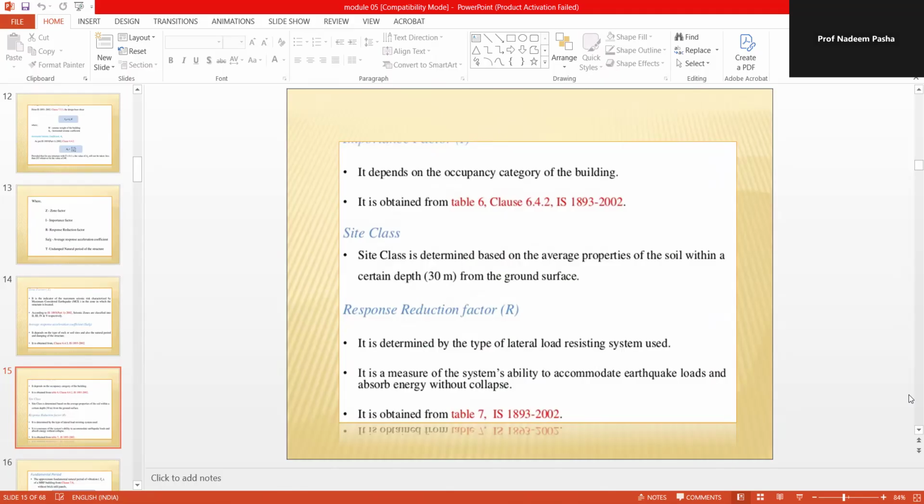Next, response reduction factor R. It is determined by the type of lateral load resisting system used. It is a measure of the system's ability to accommodate earthquake loads and absorb energy without collapse.